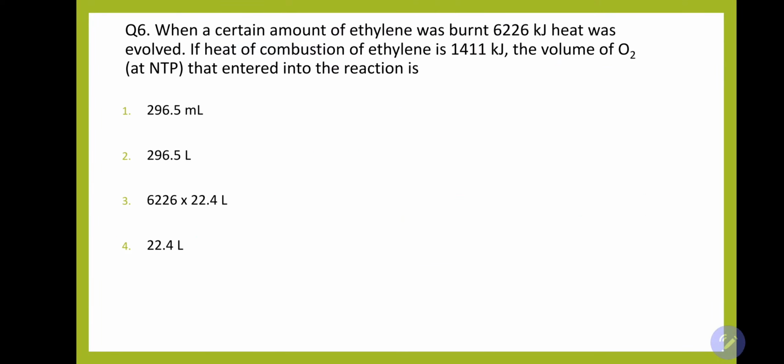Our next question is, when a certain amount of ethylene was burned, 6226 kilojoule of heat was evolved. Okay, if heat of combustion of ethylene is 1411 kilojoules, the volume of oxygen that entered in the reaction is, they are asking you the volume of oxygen. Now over here what all things are given? When a certain amount of ethylene is burned, anything which is burned in the presence of oxygen is nothing but combustion.